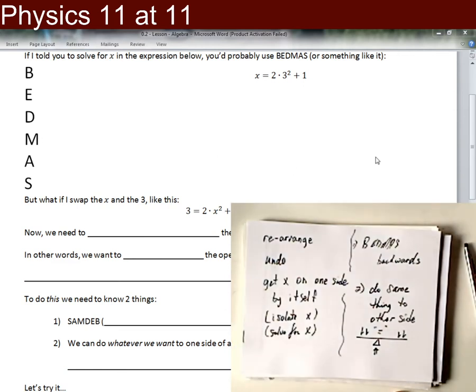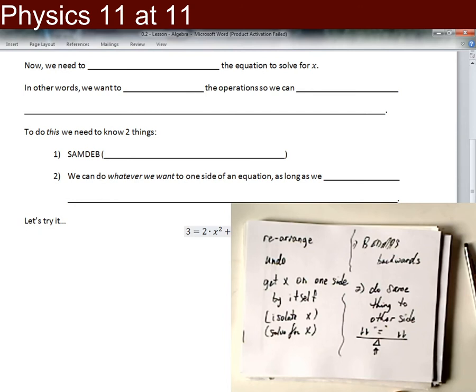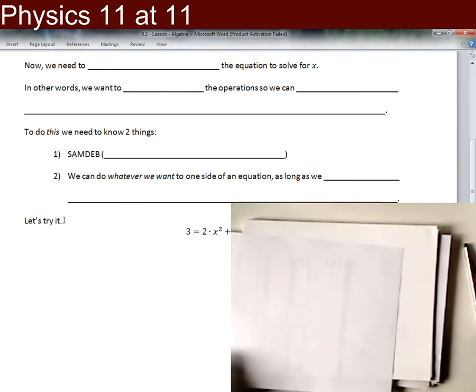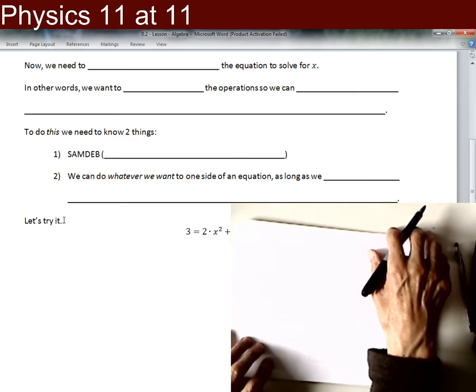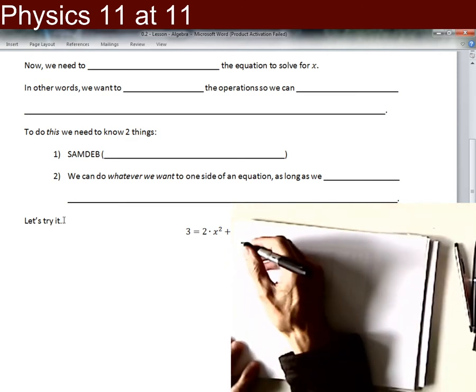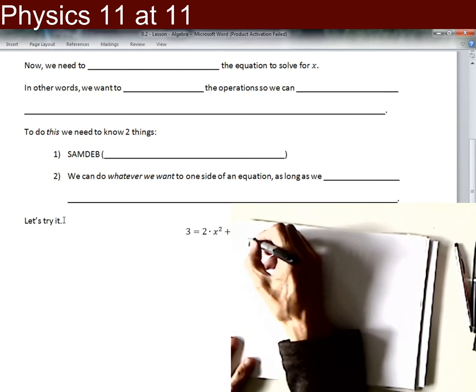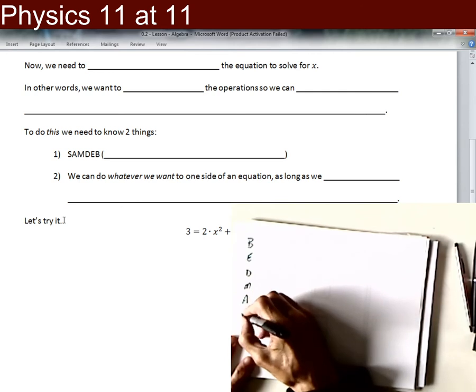So let's try this BEDMAS backwards on this expression here. Well, what you do to one side, you do to the other, and there's a special order. So I guess we should write it down. What do you want to do, BEDMAS backwards? I'm going to do BEDMAS and just start at the bottom and go up.